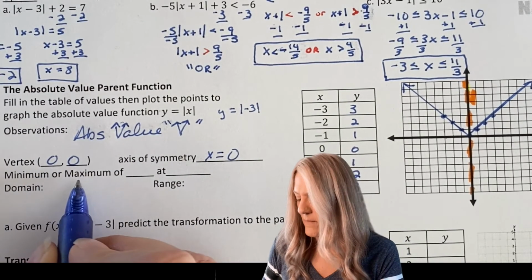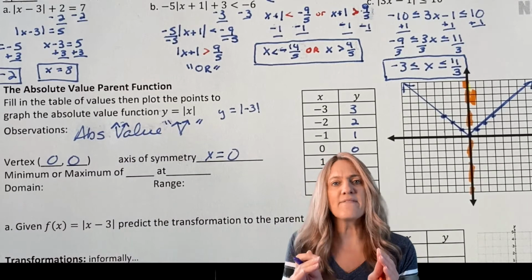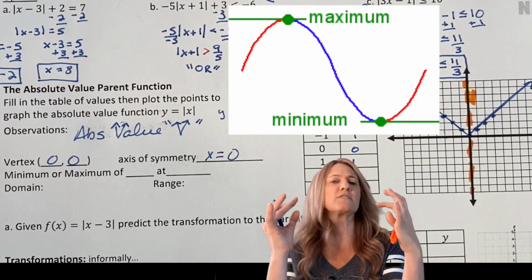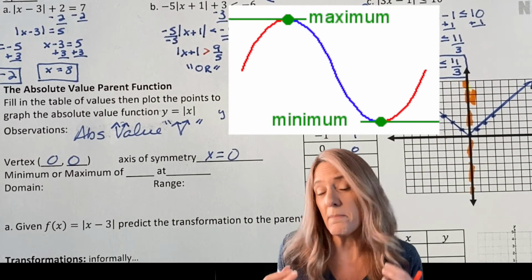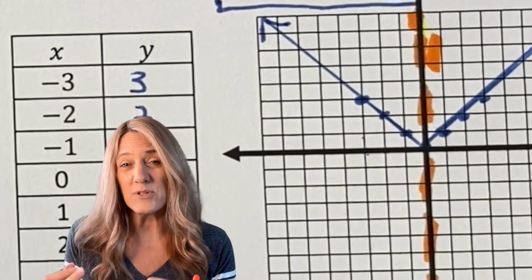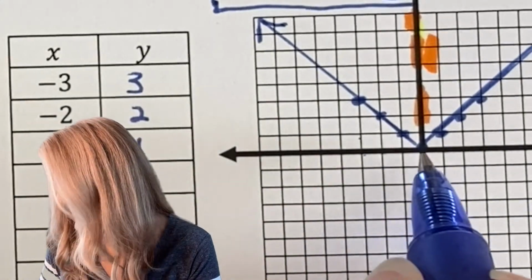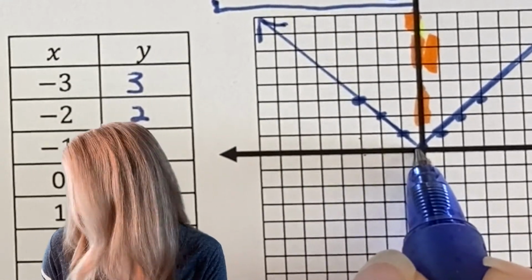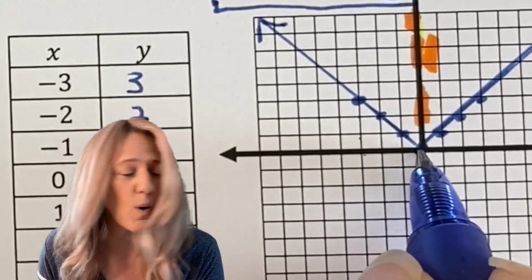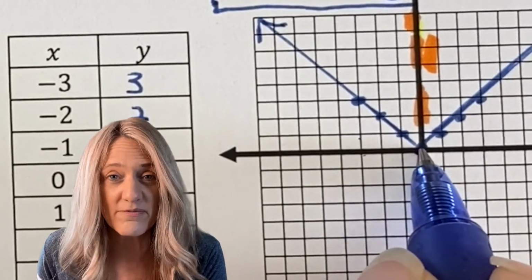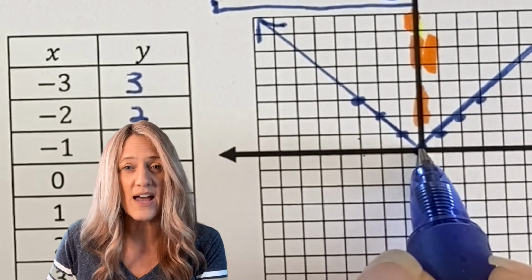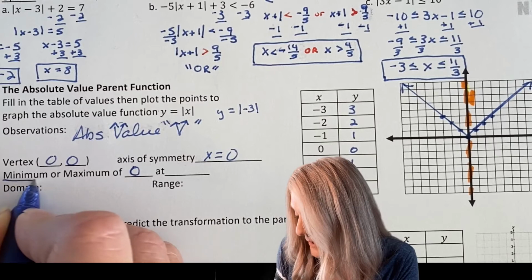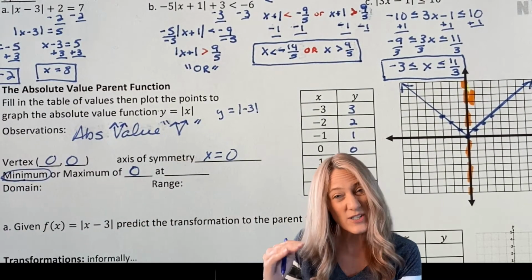What about a min or a max? Well, a min or a max is the y value that is the smallest of the entire function or the biggest of the entire function. Do we have a minimum or a maximum on this absolute value graph? Well, yes, I think we do. It doesn't go any lower than this vertex once again. So what is the lowest y value of the parent function y equals absolute value of x? The lowest y value is 0, and it's a minimum because it's the lowest you can go, right?